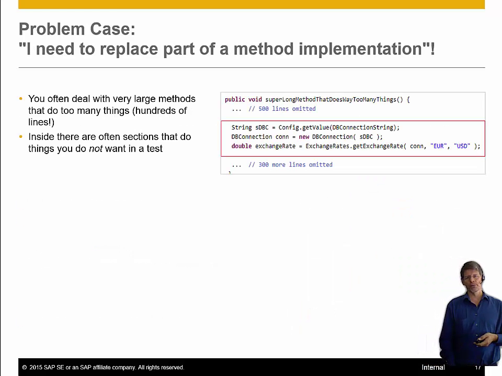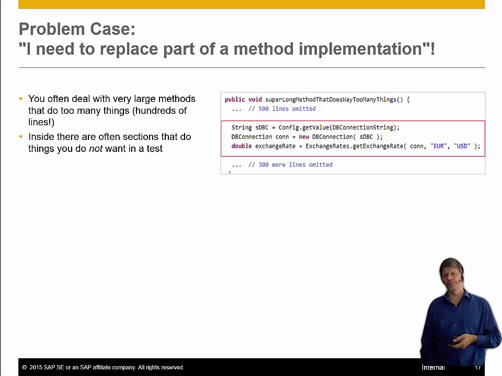Now, we have a new problem case we want to consider. I am in a big, long method, for instance, and there is one thing happening, a few lines that I don't want to happen in a test. So I have a very large method, and I need to replace a part of it for a test. If you look at the code on the right, let's say this is really bad code. We have hundreds of lines, almost 1,000, 800 lines here in this example. And somewhere in the middle, it connects to a database and gets an exchange rate out of the database.